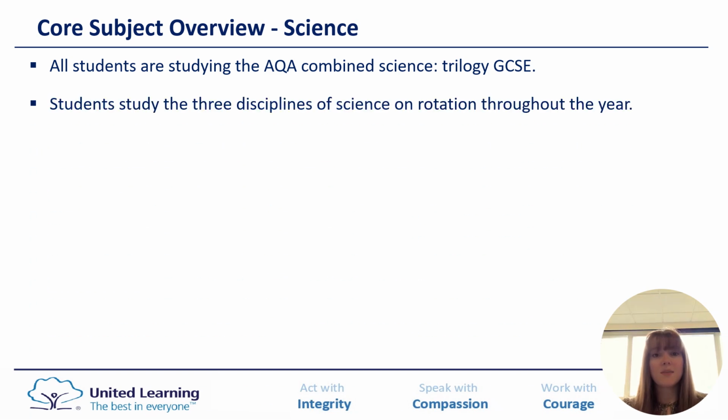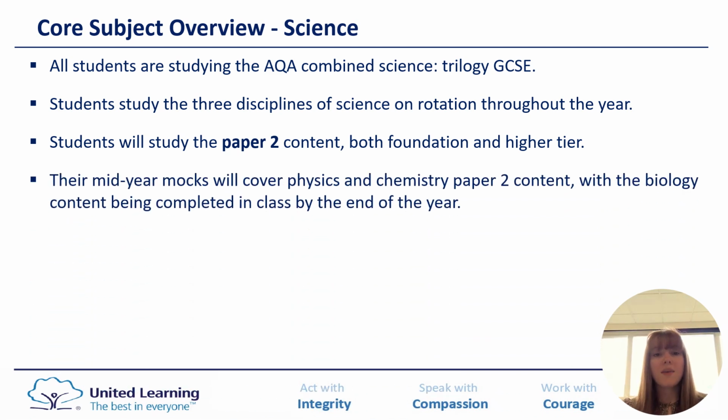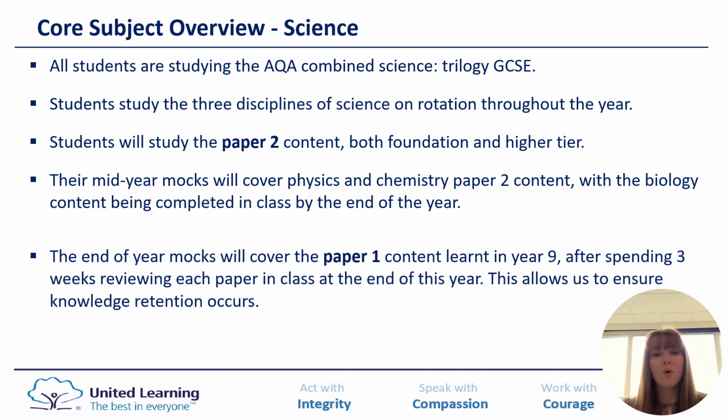Students study the three disciplines of biology, chemistry and physics on rotation throughout the year and will study the Paper 2 content with foundation or higher tier depending on which set they are in. Their mid-year mocks will cover physics and chemistry Paper 2 content, with biology content being completed in class by the end of the year. The end-of-year mocks will cover Paper 1 content learnt in Year 9 after spending 3 weeks reviewing each paper in class by the end of the year.